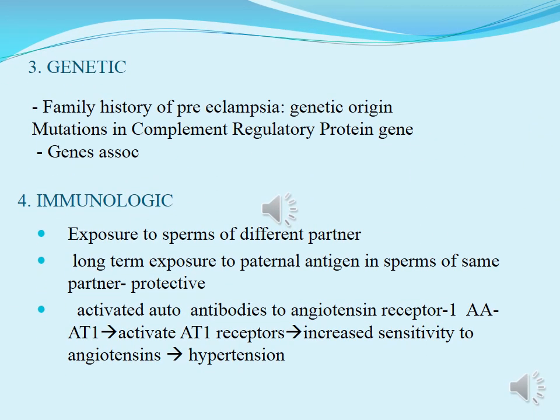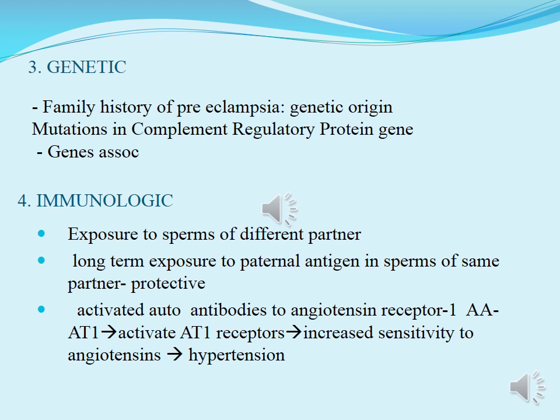The third theory, they say there is a genetic rule in which there is a family history of preeclampsia, and there is a genetic origin, a mutation in the complement regulatory protein gene. That means there is a gene association. And there is also an immunological theory. There is a defect in the immune system.